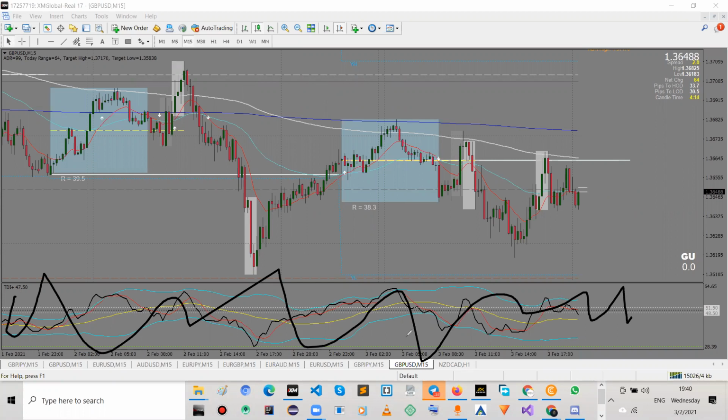So this is the TDI. This is an indicator for confirmation on what the price is doing, on the price action that the price is in. So it's called the TDI, the Traders Dynamic Index. It is an indicator made out of various other indicators.